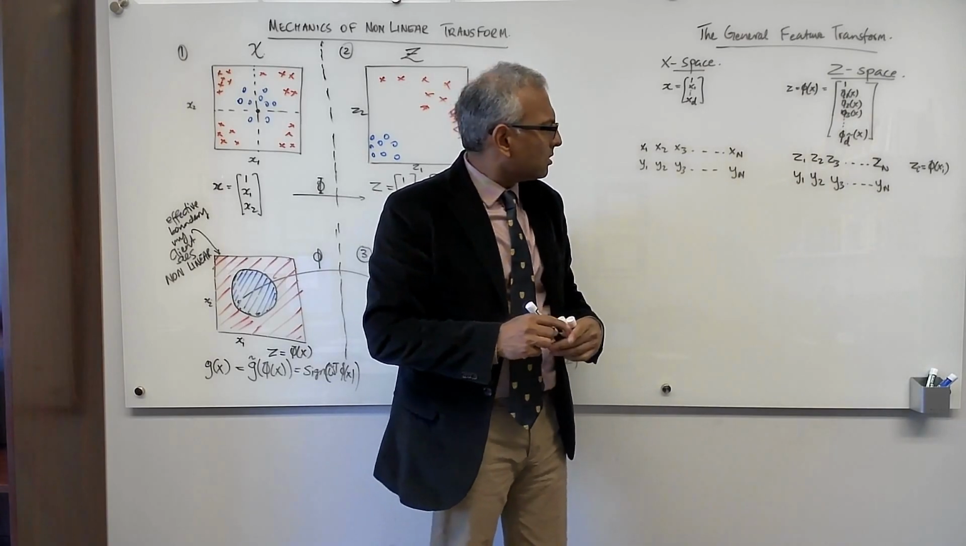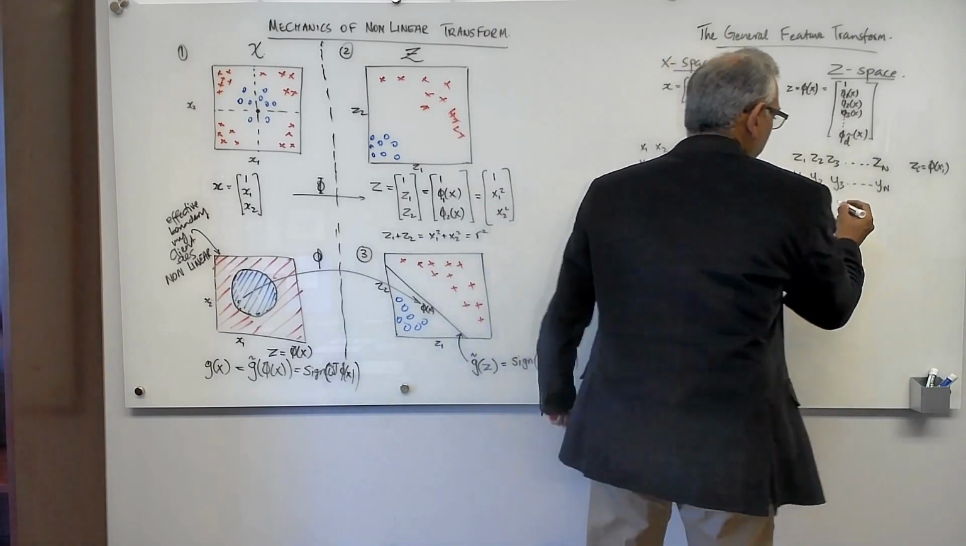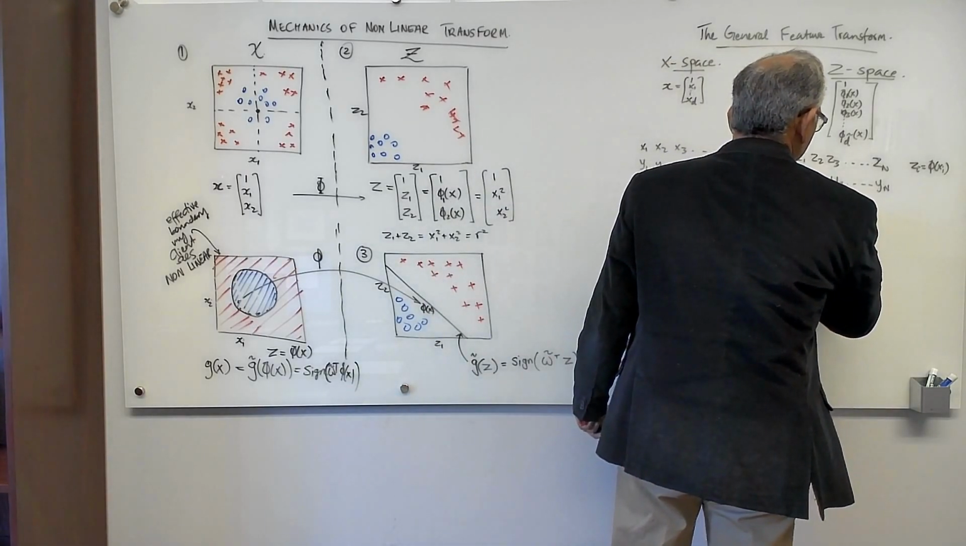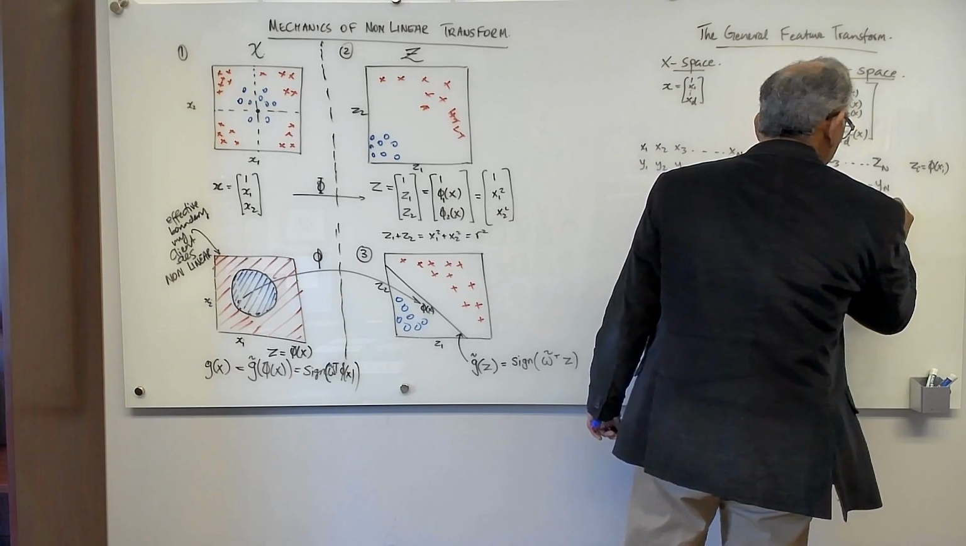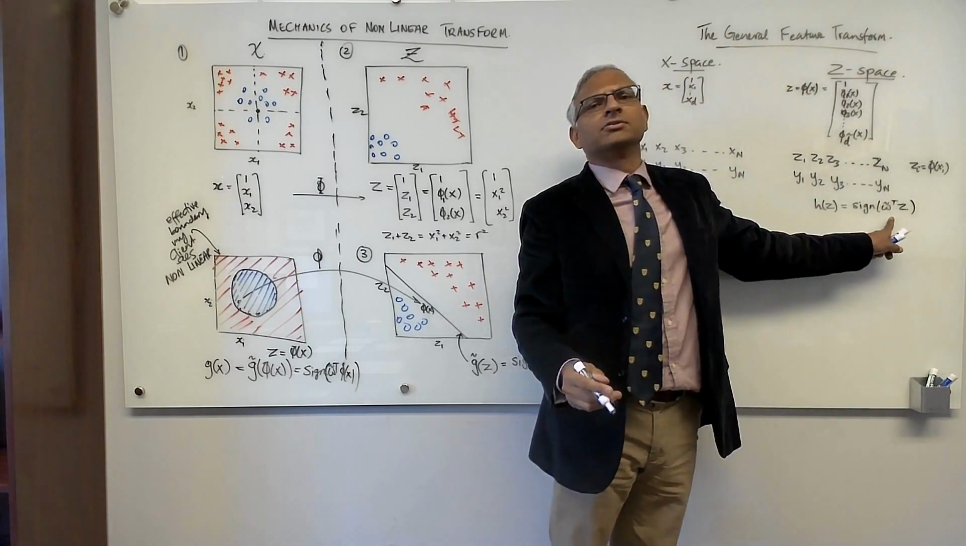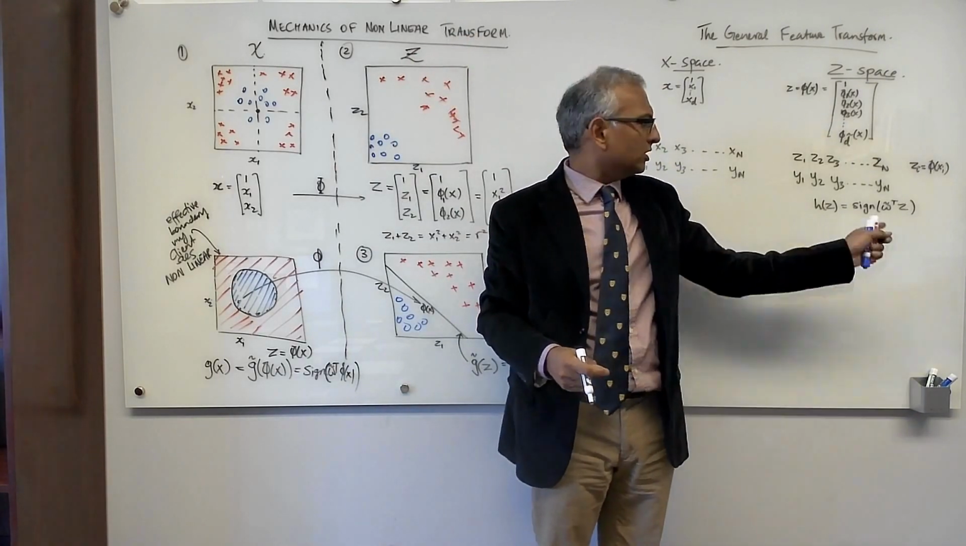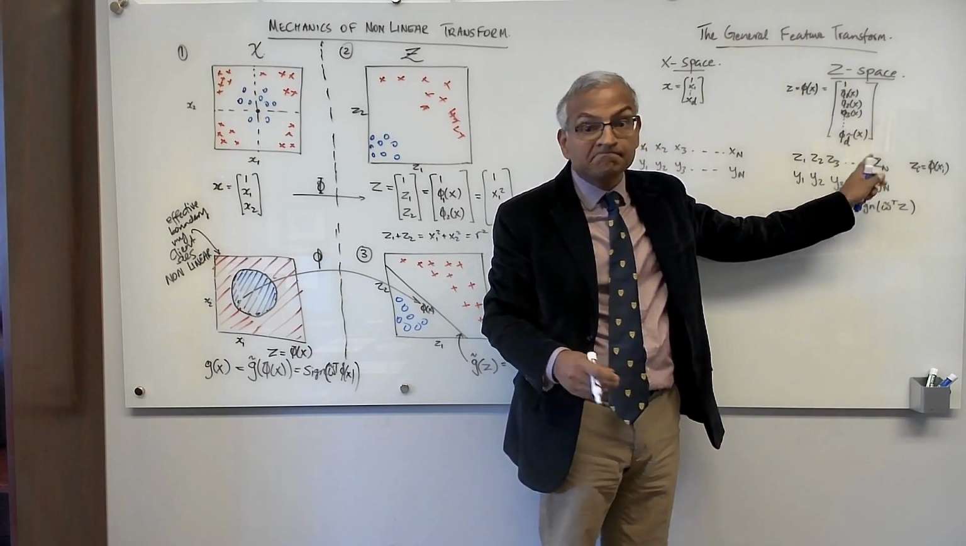Now, we're going to implement the linear model in the Z space. We're going to implement the model H of Z is equal to sine of W tilde transpose Z. So why W tilde transpose? Tilde, because we're in the Z space. So you need to fit this model to this data. That's all that's going on.